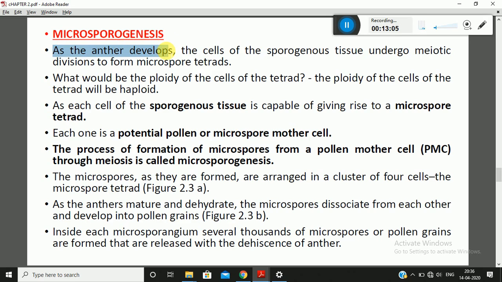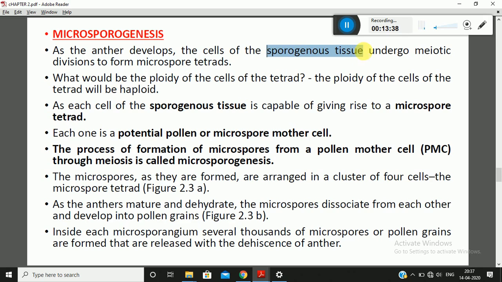As the anther develops, the cells of sporogenous tissue will undergo meiotic division, and as they are undergoing meiotic division, it leads to the formation of microspore tetrads. So there will be 4 different microspores formed, and they are known as tetrad because initially all 4 microspores are attached to each other. Now the ploidy of the cells of the tetrad will be haploid.